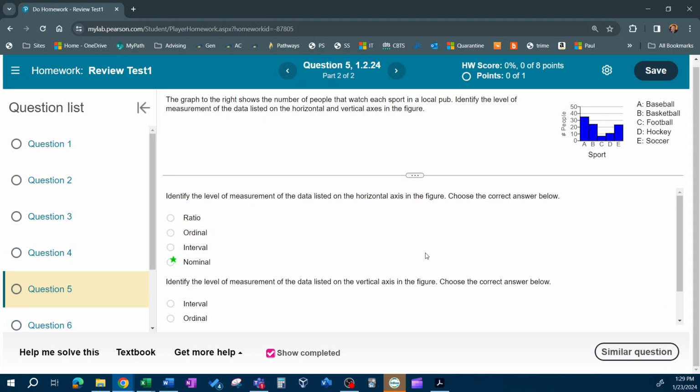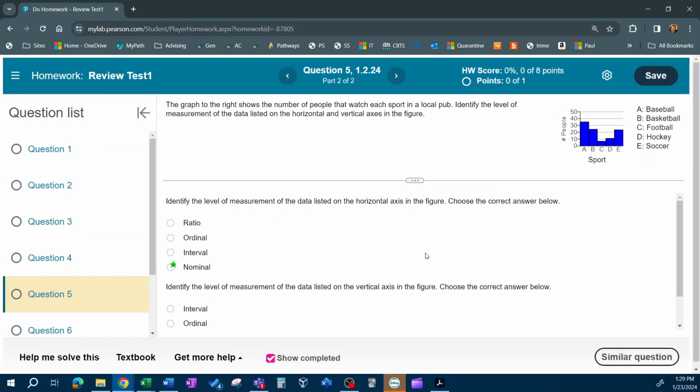So another one here. This is on the level of measurement. Okay? Be careful when you have these graphs to make sure you're looking at the right numbers here. This is the number of people on the vertical axis. On the horizontal axis is A, B, C, D, and E, which are these things. So even though these things are lined up vertically, they are actually on the horizontal axis. So what does this ask us for? Identify the level of measurement on the horizontal axis. Okay, that's these. And since these are just categories, there's no numeric values in there at all. Those are going to be nominal.